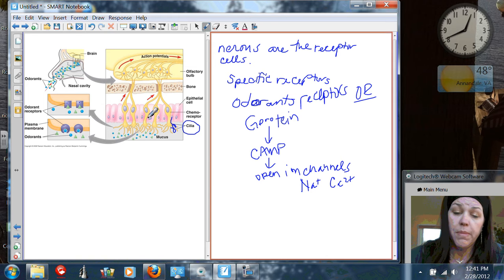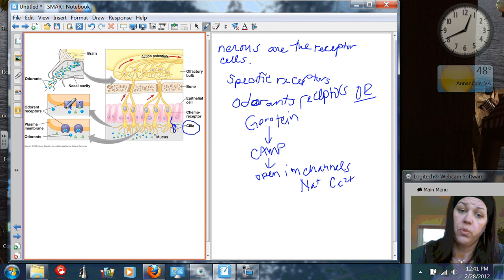So you smell something, the ORs, or the odorant receptors, if they have the correct shape, the odorant molecule will bind. That binding creates a G protein signal transduction pathway that involves cyclic AMP that will open other channels in the cell. Cyclic AMP, it's going to open up the ion channels, and that's how you get depolarization. That depolarization will then just pass the action potentials through the olfactory bulb.